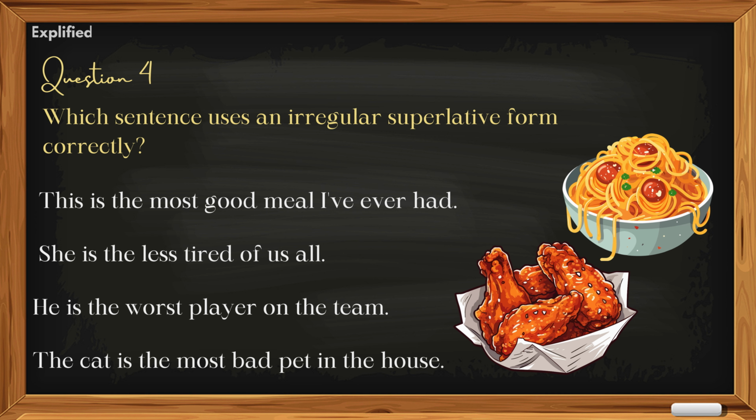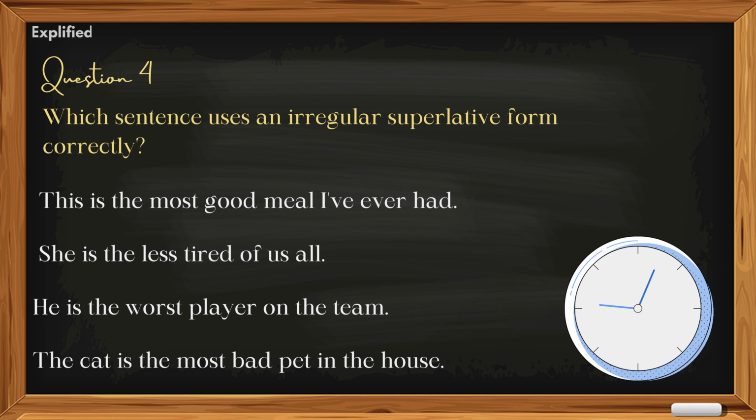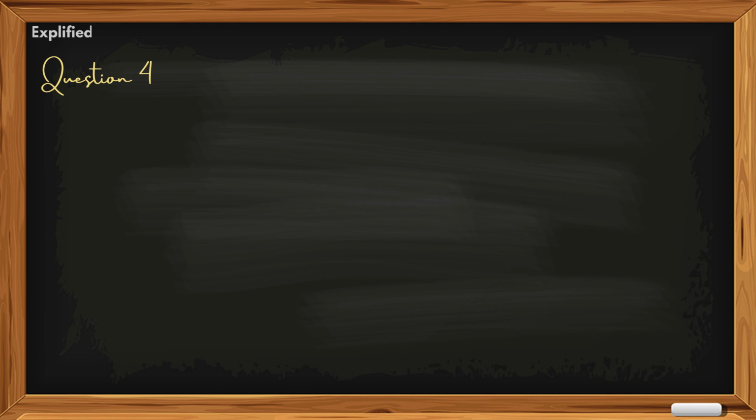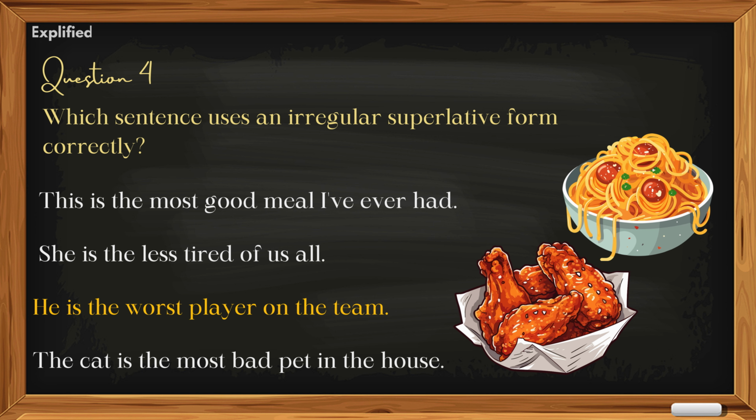Question 4. Which sentence uses an irregular superlative form correctly? This is the most good meal I've ever had. She is the less tired of us all. He is the worst player on the team. The cat is the most bad pet in the house. Answer: he is the worst player on the team.